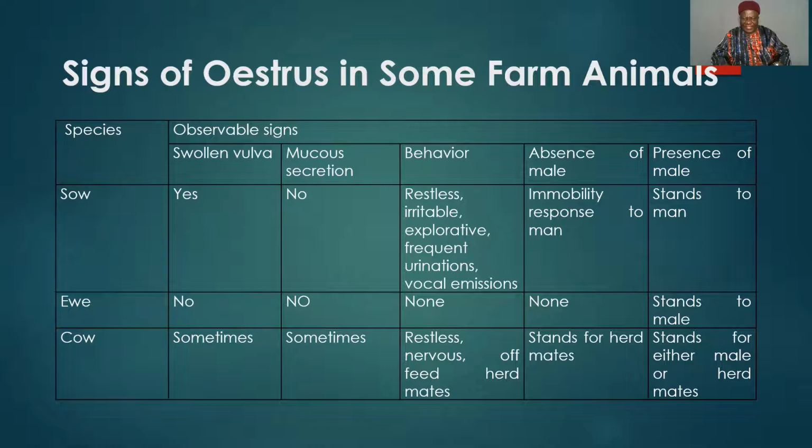And as far as behavior is concerned, a lot of them become restless, nervous, and they urinate rather more frequently. They tend to have some vocal emissions in sow, and they could try to even mate. Some of them mount other females, especially in cows. A lot of them, or virtually all of them, will stand to be mated by the male during the heat period. And for the sow, immobile response to man upon back pressure is observed.